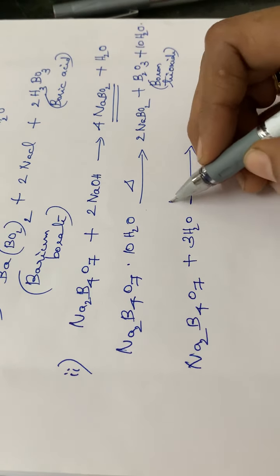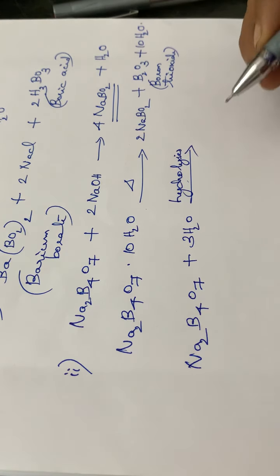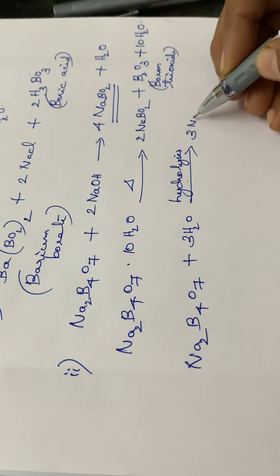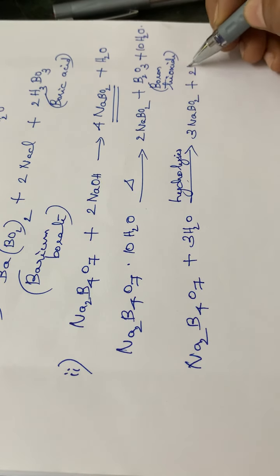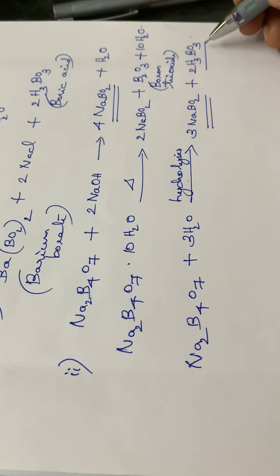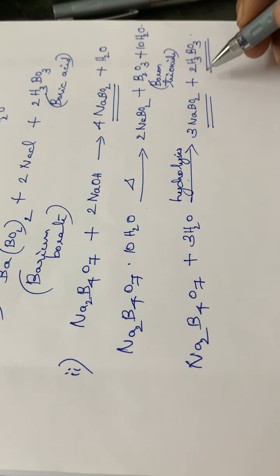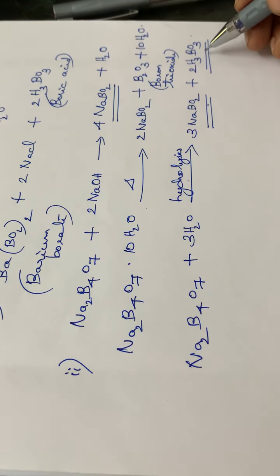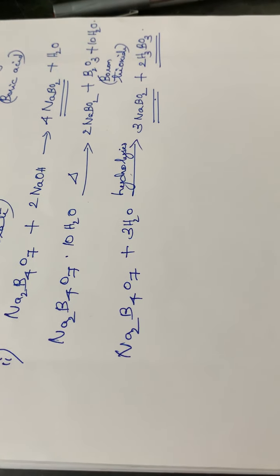That means here hydrolysis takes place, isn't it? Addition with water means it is hydrolysis. It will be giving 3 molecules of sodium metaborate plus 2H3BO3, that is boric acid. I am not writing the names again. You have to write down the names also. This is sodium metaborate and this is boric acid. Okay. Hope you had written this reaction as well.